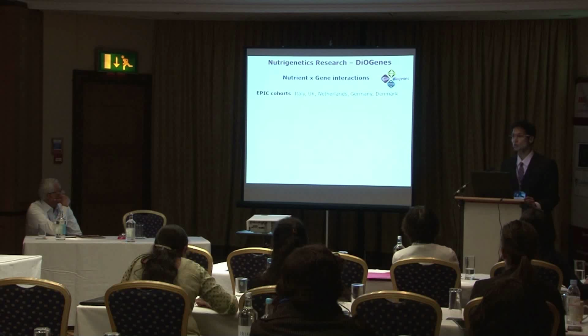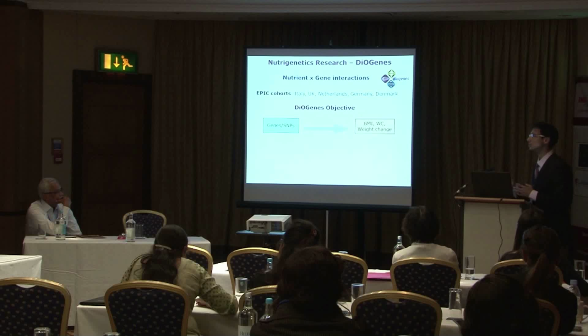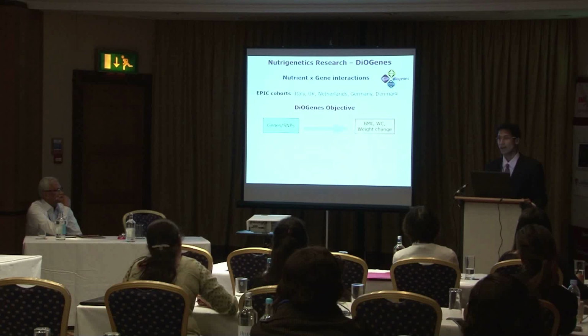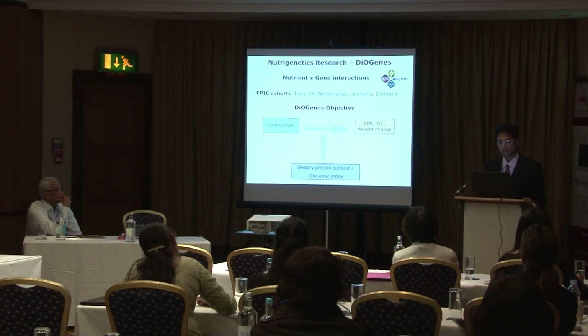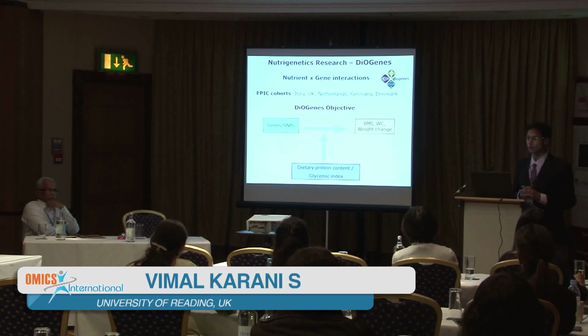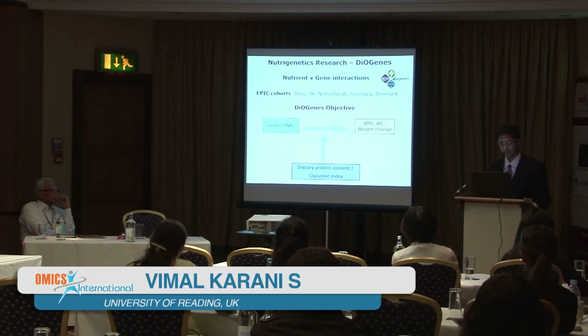We tested for 2 effects as part of this Diogenes objective. One is the main effect, where we wanted to know whether the genetic variants were associated with obesity-related outcomes such as BMI, waist circumference, and weight change. And next, we tested for the interaction effect, where we wanted to know whether the dietary factors can modify the association between the genes and obesity outcomes. So we tested for 2 effects, the main effects and the interaction effects.